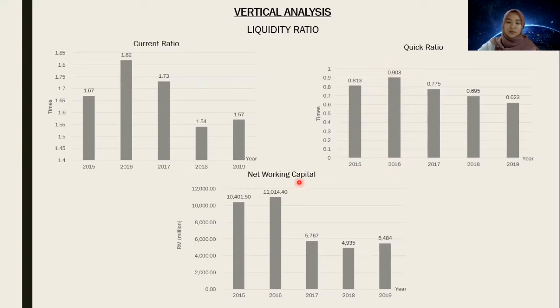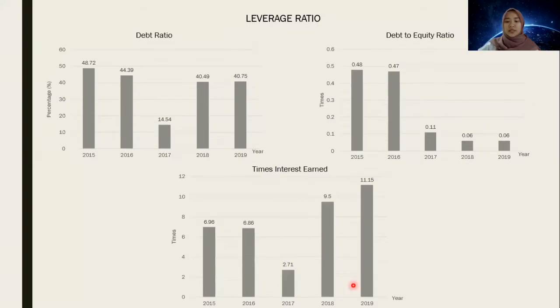And for net working capital, Sime Darby Berhad showed the better performance because it recorded the positive amount. The positive net working capital indicates that the amount of current assets is financed with long-term financing. Next, we move to leverage ratio.